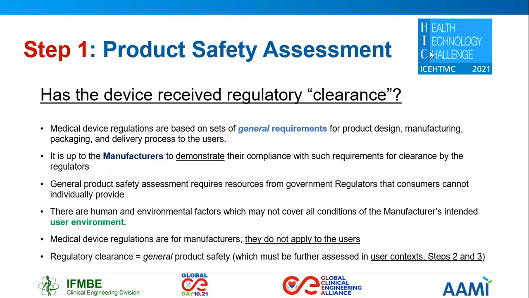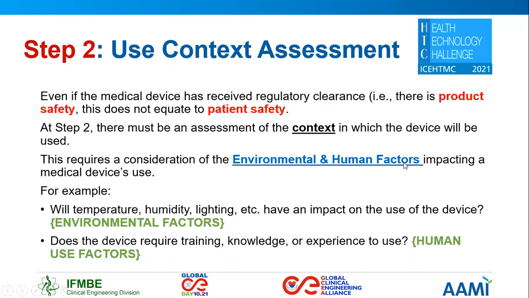General product safety assessment requires a lot of resources, and these resources come from government regulators. These are resources that consumers cannot individually provide. So there's much work on the government part and the regulatory part at step 1. The human environment and environmental factors may not cover all conditions of the manufacturer's intended user environment, however. So that's why we have to shift over to step 2.